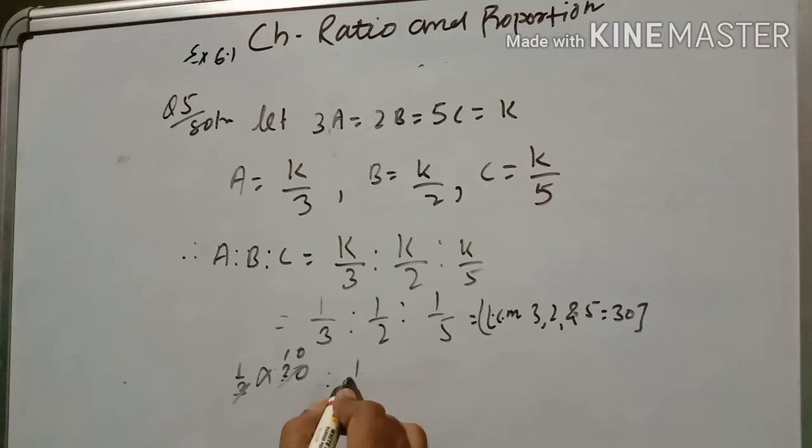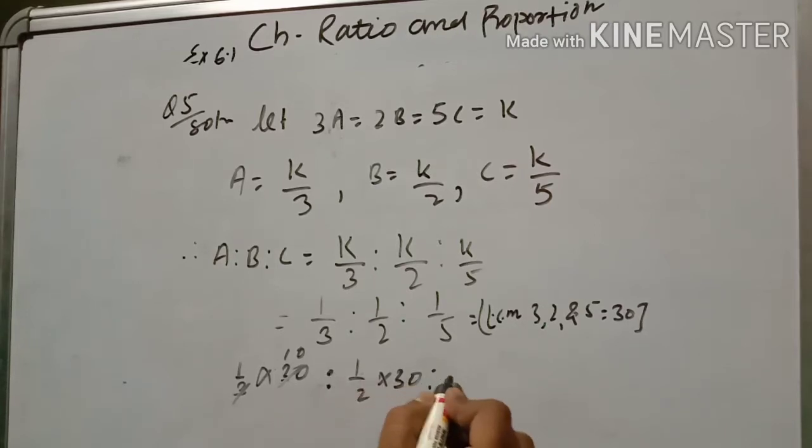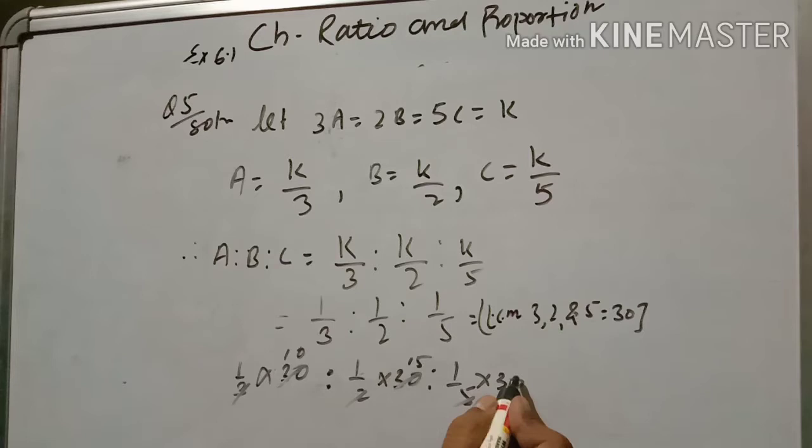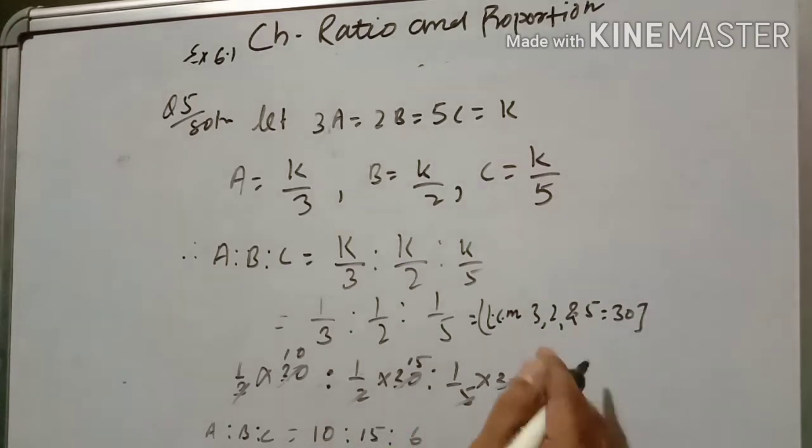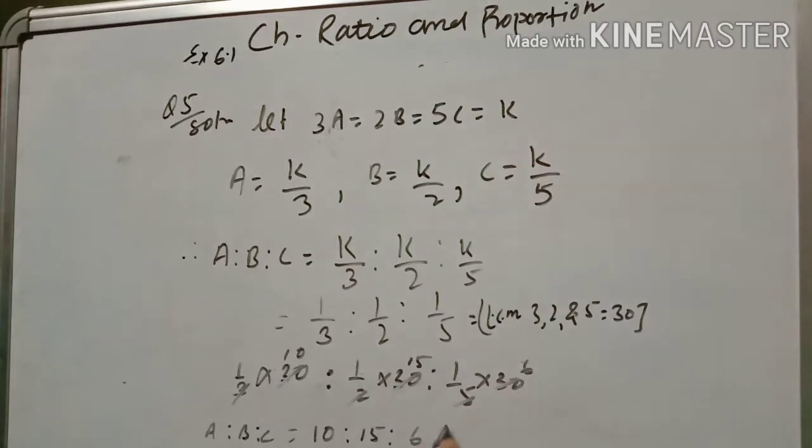Okay, ratio 1 by 2 into 30, ratio 1 by 5 into 30. So this is 15, this is 6. So A is to B is to C will come as 10 ratio 15 ratio 6. This will be 6 only, and this is your required answer. Write down please.